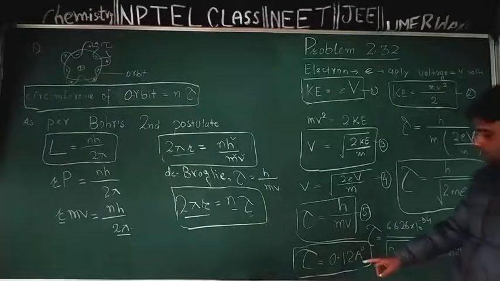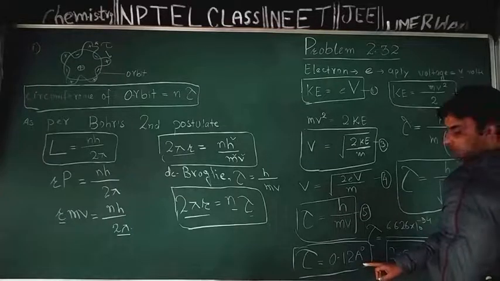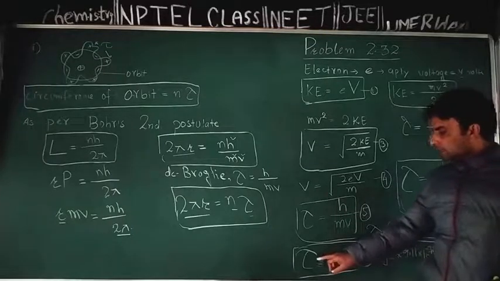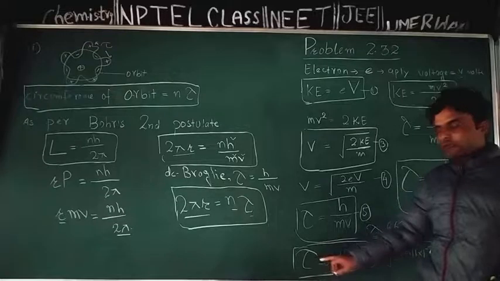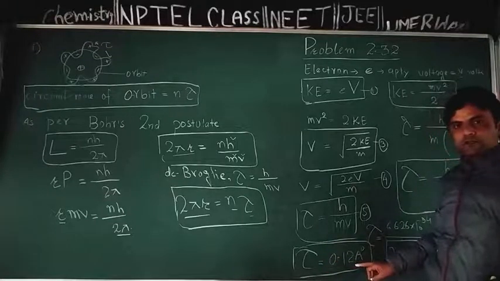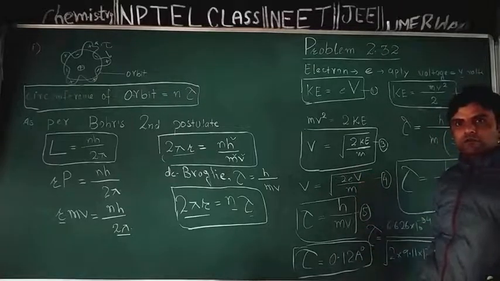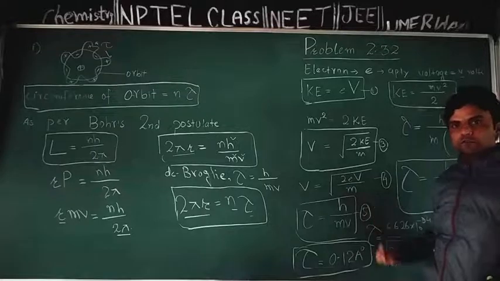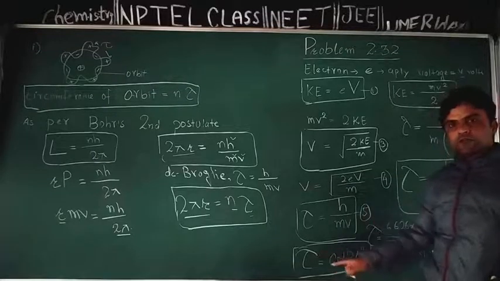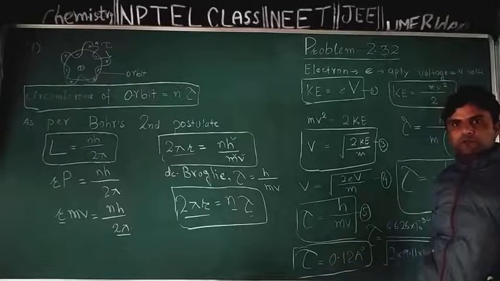Now what is the significance of this value of wavelength of electron? This wavelength of electron wave is in the range of X-rays. This is the consequence of the dual nature of electron. This is a consequence of the wave nature of electron, that the wavelength of electron is in the range of wavelength of X-rays.